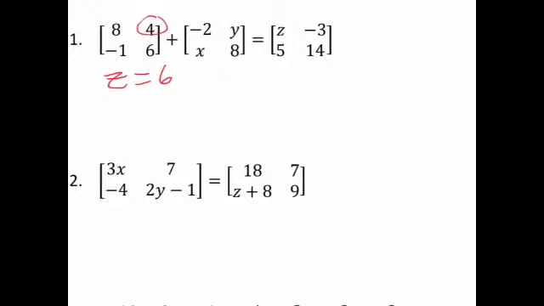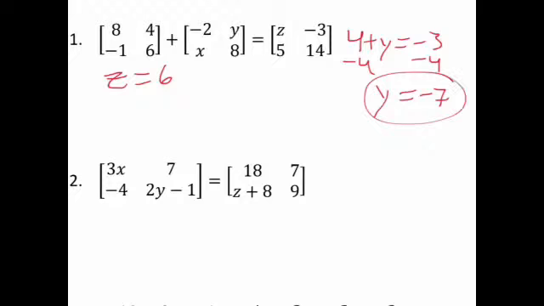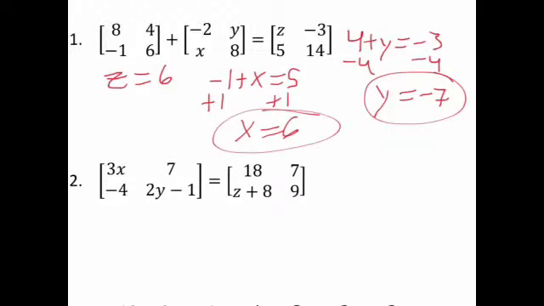And then, let's see, next part. 4 plus y equals negative 3. Here I can even write out the equation for myself. 4 plus y equals negative 3. That'd make y have to be negative 7. And then my other one, negative 1 plus x equals 5. I guess I could write another equation in case you're a little bit unsure what's going on with that. At this point you would add 1 to both sides, and you get x equals 6. And there you go, so you got z equals 6, x equals 6, and y is negative 7.